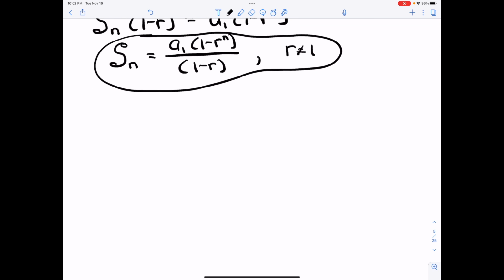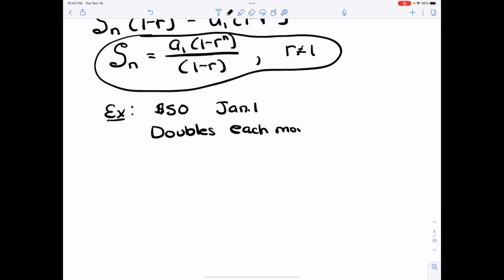Okay. So let's go back, way back to that first example that I hit in this video. So back to the gifts example. Person gets $50 on January 1st. Doubles each month. Then December 1st, they end up with $102,400. Our r in this case was 2, because you're doubling each month. Our n is 12.